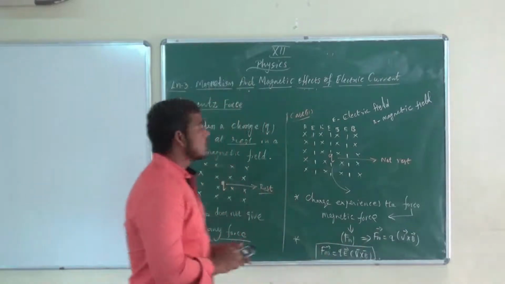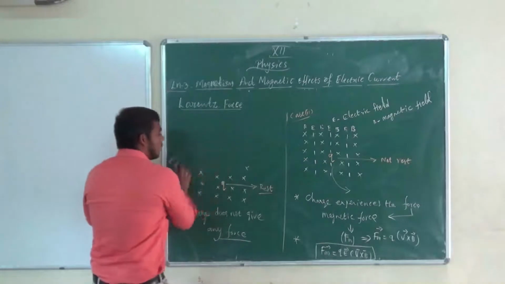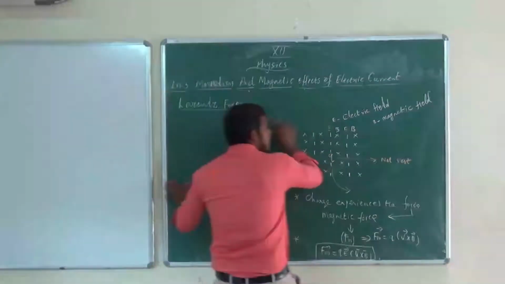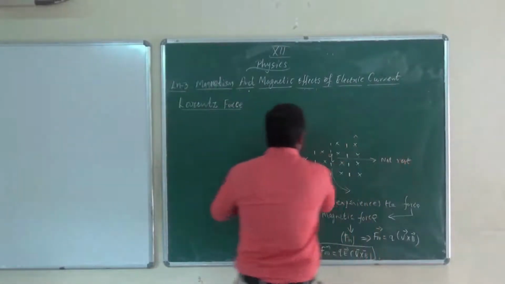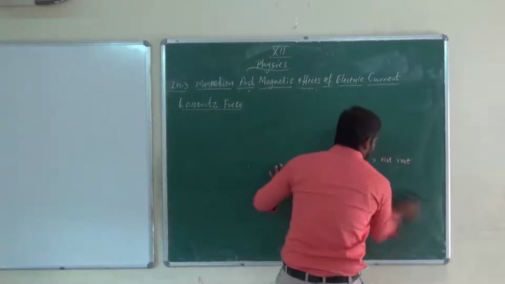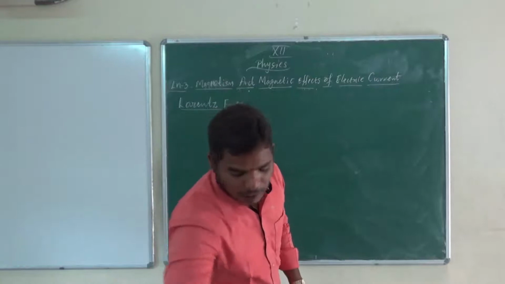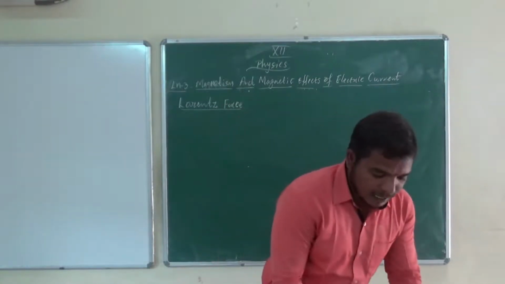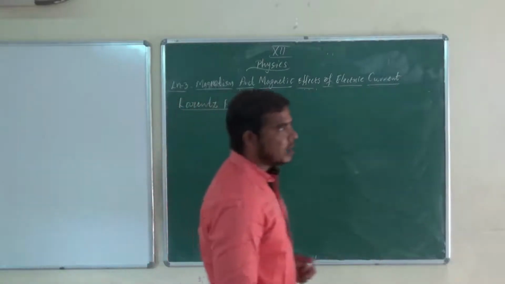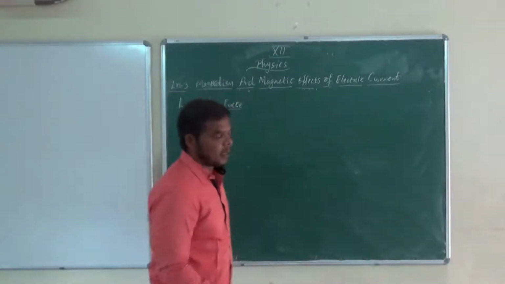Now we are going to discuss the magnetic Lorentz force. The question is a special, important 3-mark question: special features of magnetic Lorentz force. It can be a 2-mark or 3-mark level question. So what are the special features of the magnetic Lorentz force? When the electric charge Q is moving with velocity V in the magnetic field.